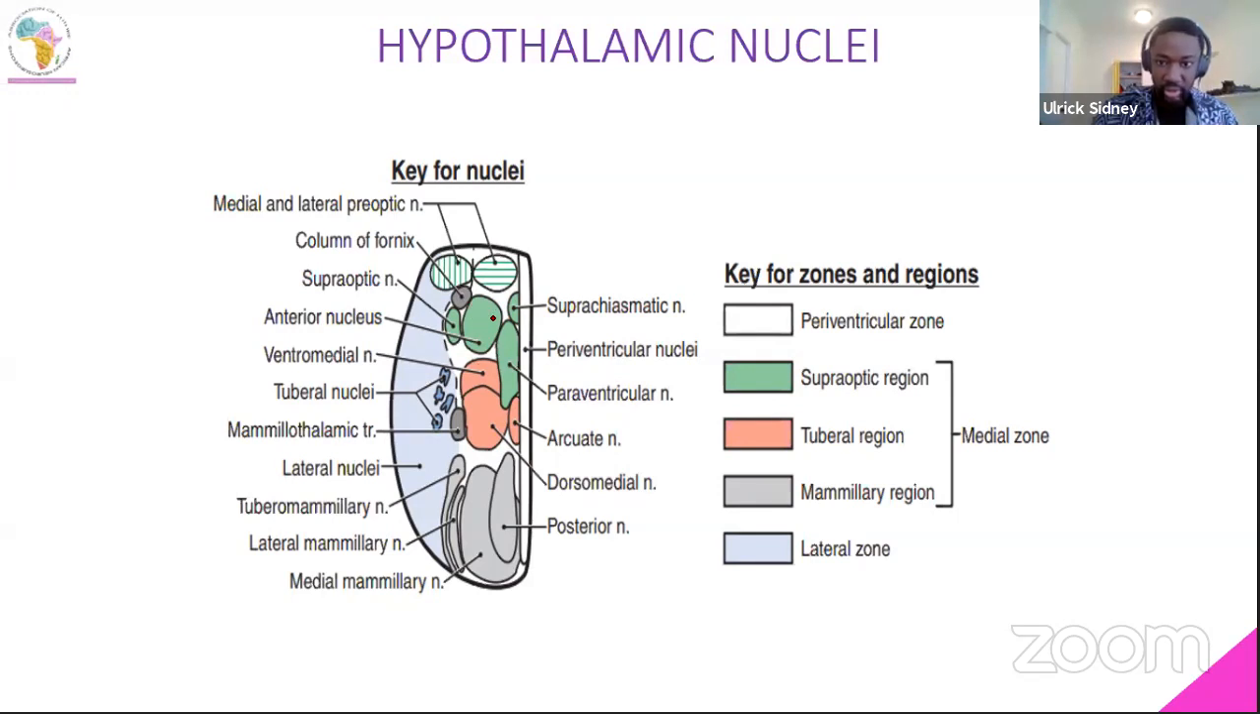What you see in green is supraoptic. The pinkish red is tuberal and mammillary. It makes sense because we said below our hypothalamus, we have this projection called the tuber cinerum, which is in relation with the infundibulum, which later on continues as the pituitary gland.